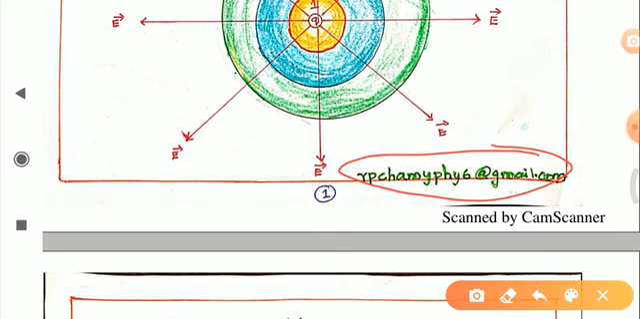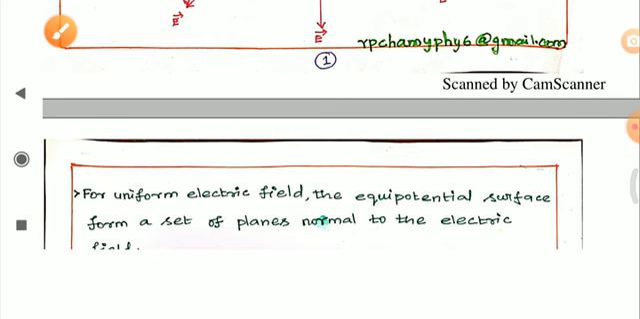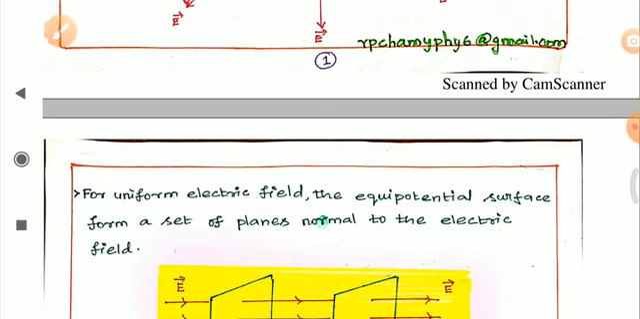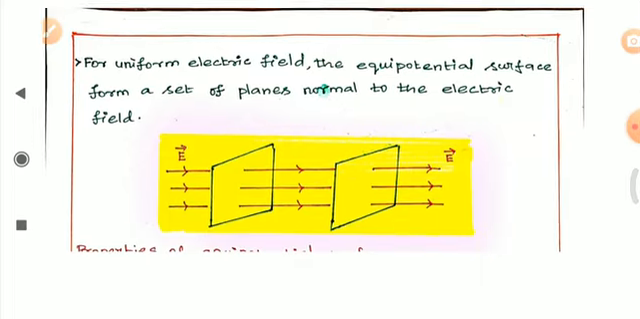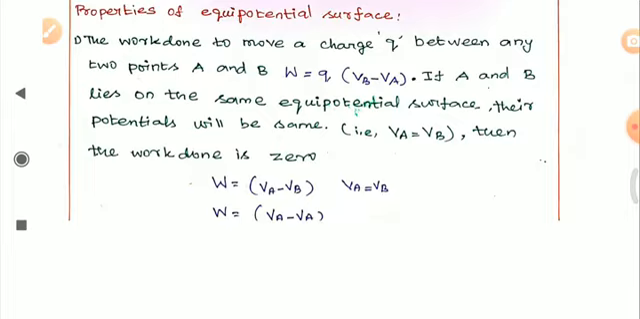Okay, and after this you just write down the 2 mark question: What is an equipotential surface, and derive the relationship between the electric potential and the electric field.